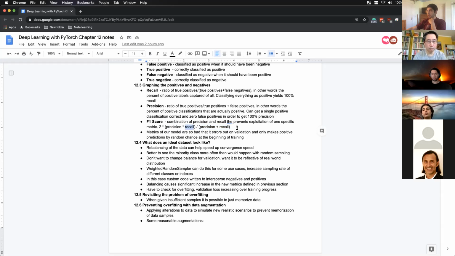And you end up with 1/2. And so just multiplying by 2 makes it so that it can theoretically get a perfect score of 1. So it normalizes it.